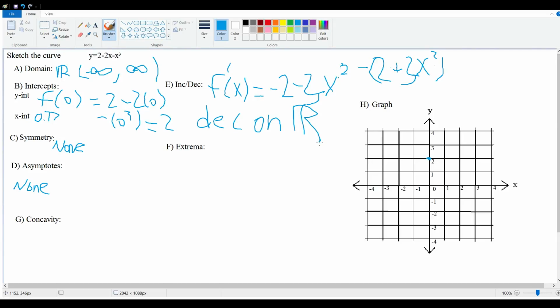And since it is always decreasing, there's going to be no extrema, no local maxes, no local mins, anything like that. And then for concavity, which is our next thing, we're going to be looking at the second derivative. So I'll call that f double prime of x, and that's just going to be equal to negative 6x.